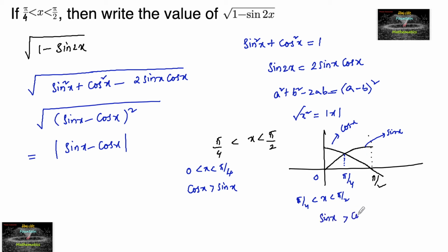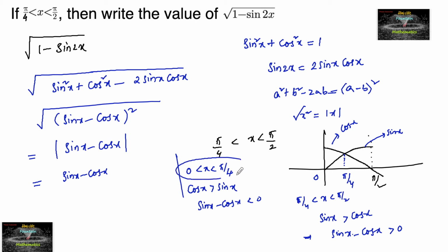Sin x is greater than cos x, which implies that sin x minus cos x will give a positive value. So mod of sin x minus cos x, we can consider as sin x minus cos x because it is positive as per the definition of the modulus function. And suppose if the interval is given as 0 to pi by 4, in that case sin x minus cos x will be negative.